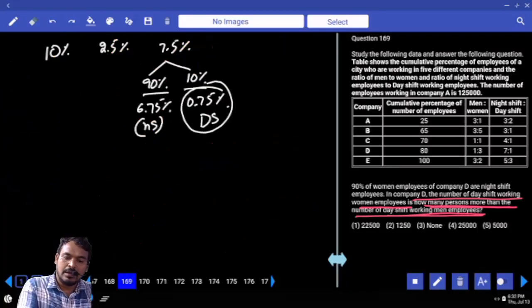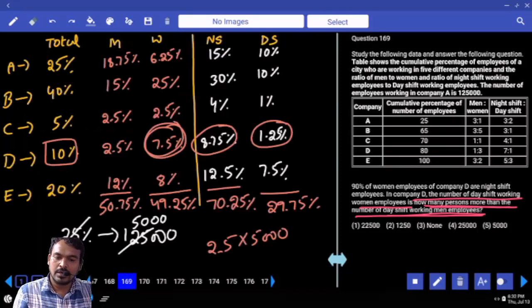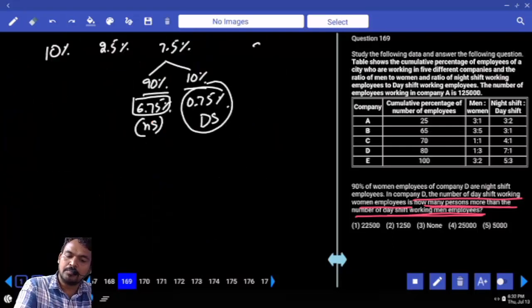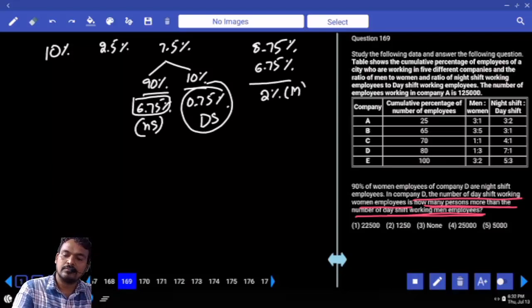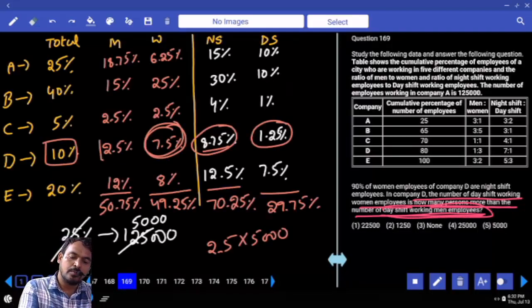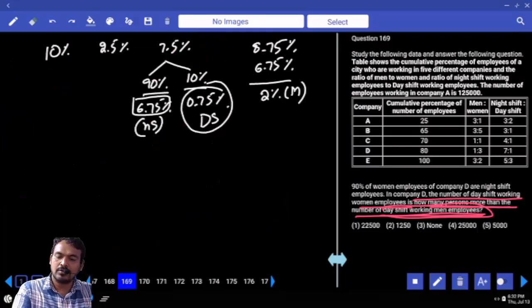Already we know night shift female value, 6.75. What is the total night shift value? 8.75. Out of 8.75, female are how much? 6.75. What is the remaining? 2. Those are male night shifter. And what is the question here? Day shift value are required or night shift value? Day shift. What is the total males here? 2.5. In the 2.5, 2 are which one? Night shift. What is the remaining?